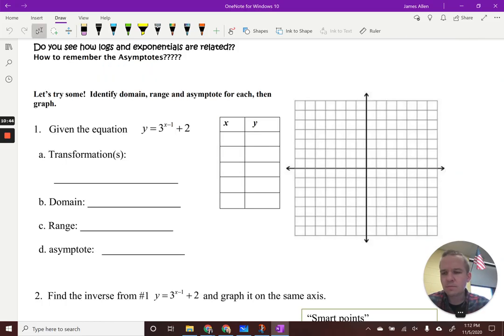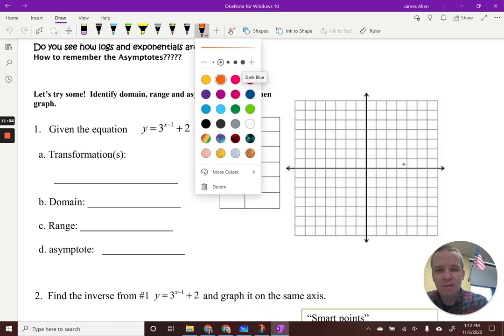Let's go. All right, now we got a little more fun here, it looks like. So we're going to graph another exponential. We're going to find its inverse, which would be a log function, right? So let's start with the exponential here. We have y equals 3 to the x minus 1 plus 2. Whew. We're throwing some at you right away here. I like it. I'm a fan.